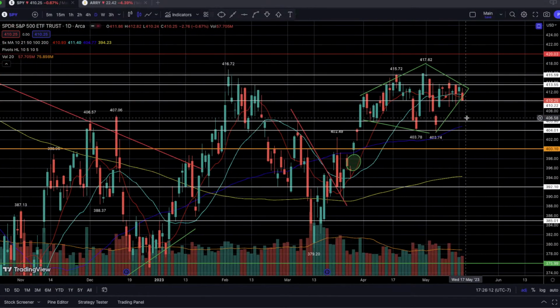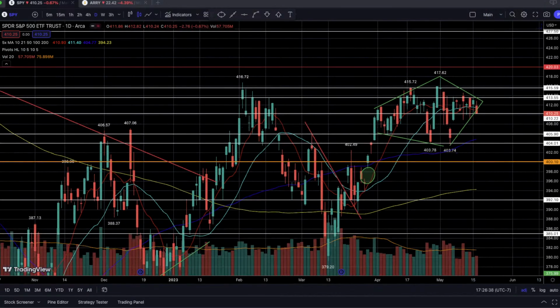So again, to 406 or 404 if we decide to break below the daily 50 SMA and kind of consolidate around it, and kind of break up and retest it again, or break down and then come back below it again. So we're most likely going to see some consolidation and volatility around this daily 50 SMA. Hopefully that makes sense.